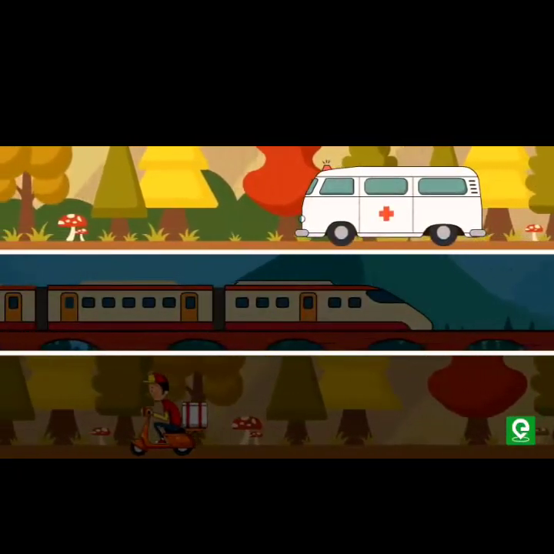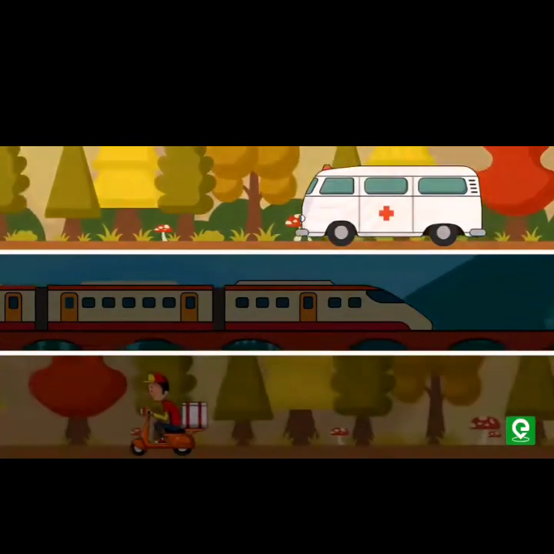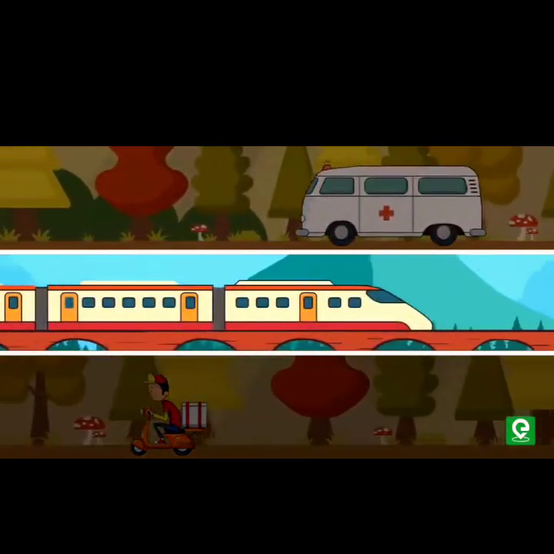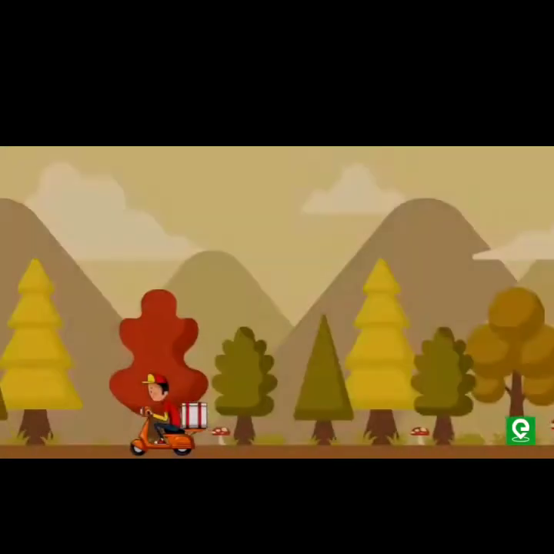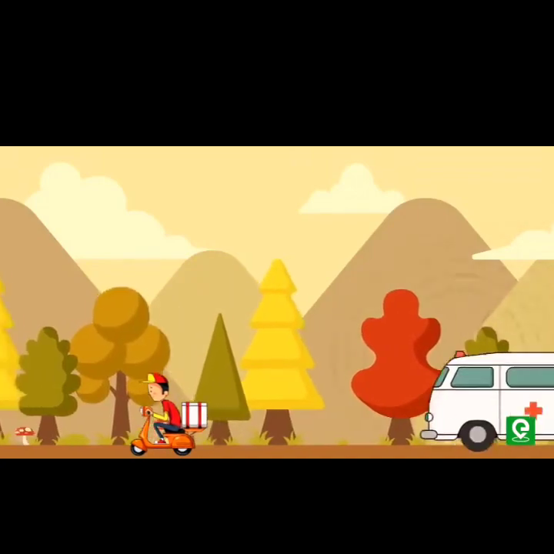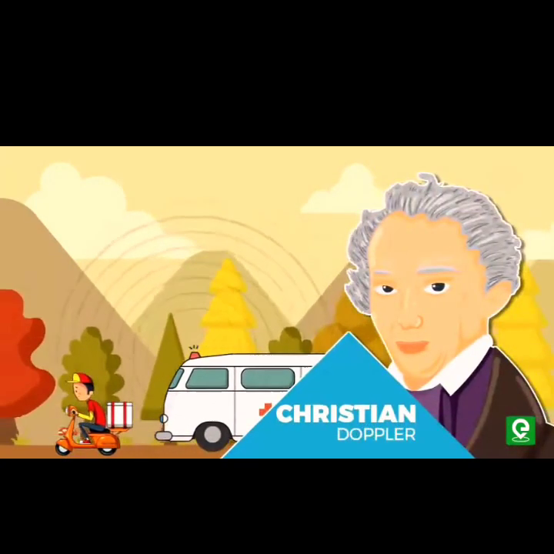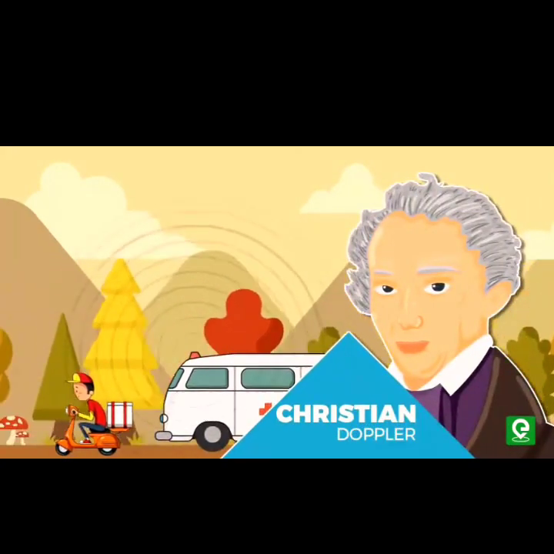This difference in the sound of the siren of an ambulance or the horn of a scooty or a train is due to a scientific phenomenon known as Doppler's effect. Like many other phenomena, Doppler's effect is named after a scientist, Christian Doppler, who is credited with its discovery.